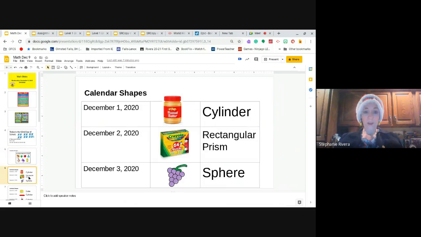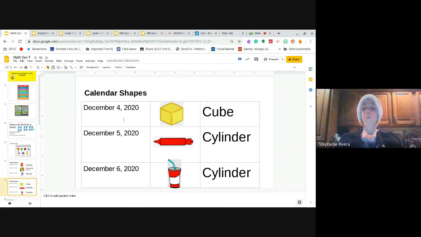So let's take a look at our calendar pieces so far. December 1st, we had a jar of peanut butter, and you told me that was a cylinder. On December 2nd, we had a box of crayons, rectangular prism. December 3rd, we had grapes, and you said those were spheres. December 4th, we had a block, which was a cube. December 5th, we had a marker, which is a cylinder. December 6th, you told me that the drink that you would get at the refreshment stand or at the movies would be a cylinder.